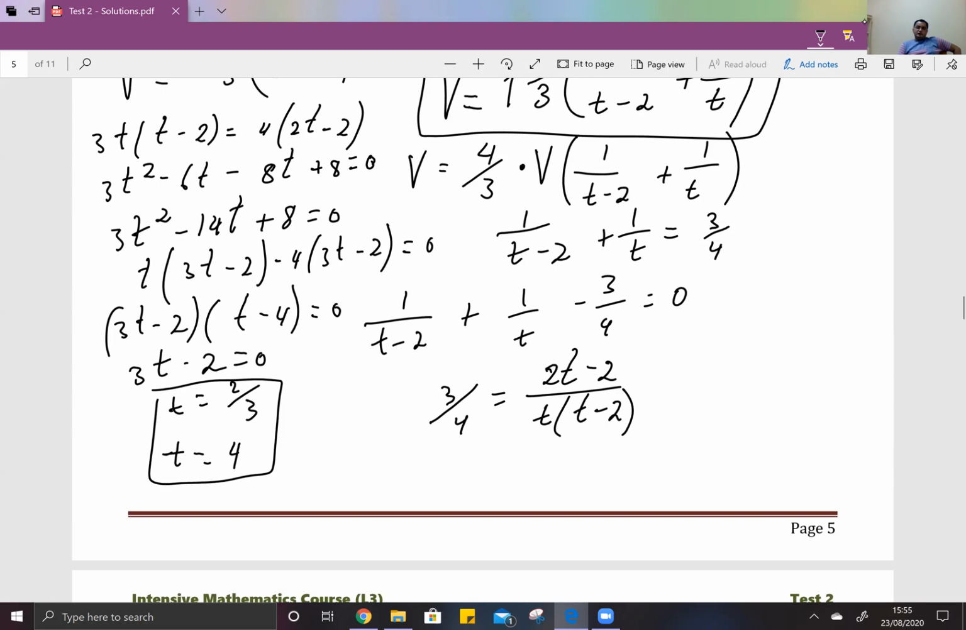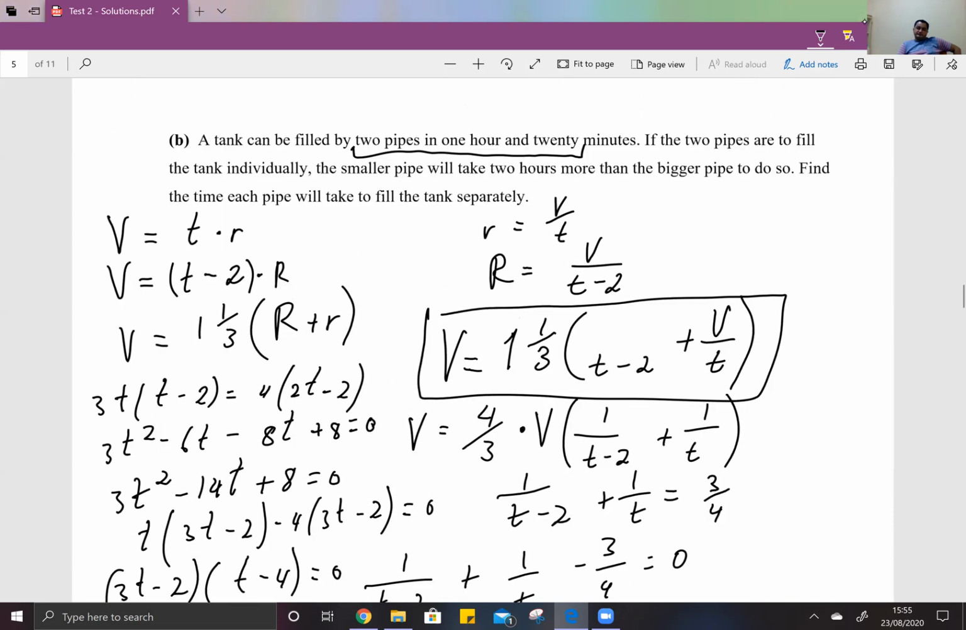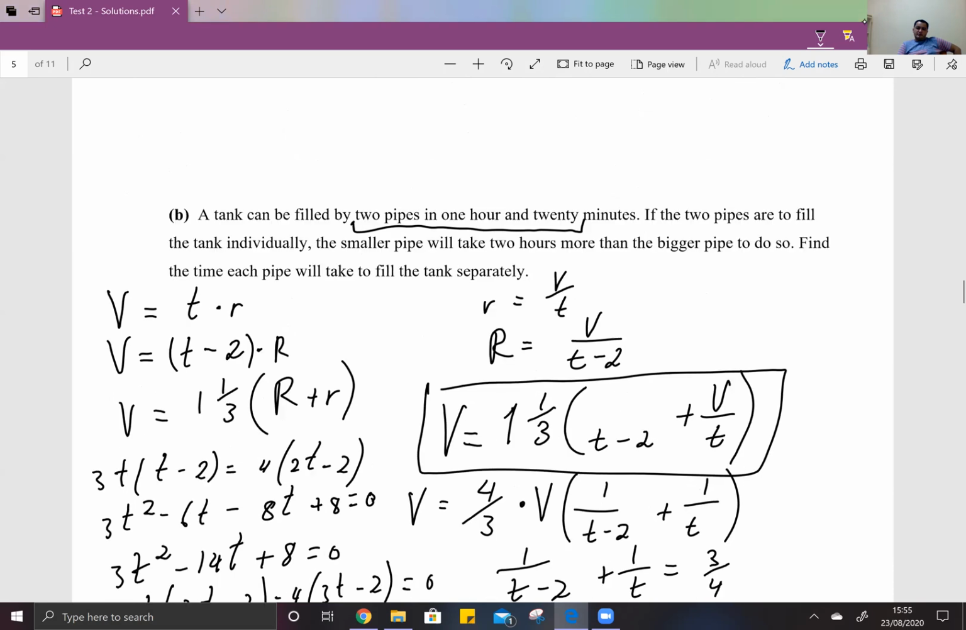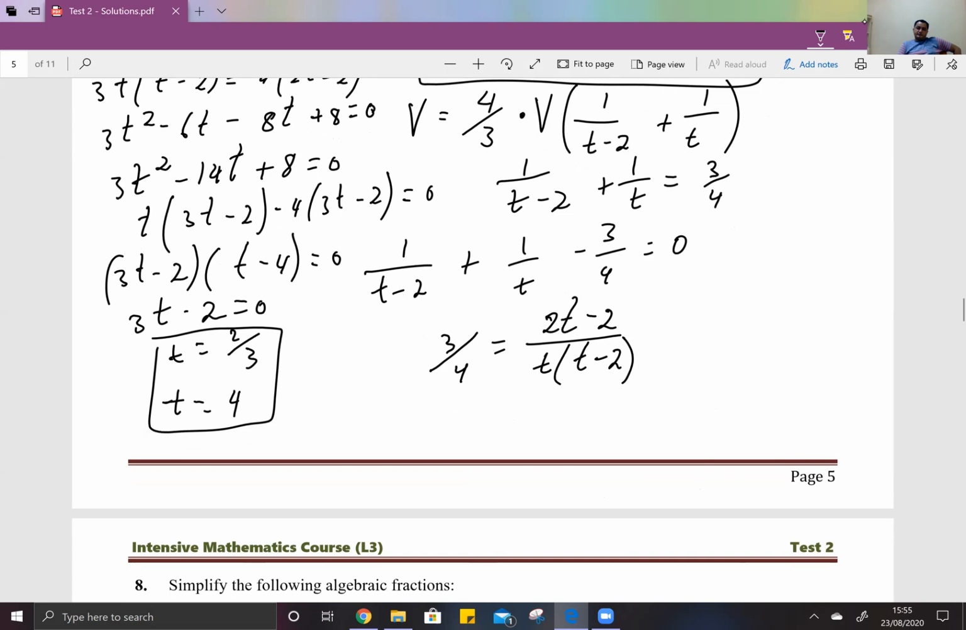Okay, now let's get back to the question, Amira. What was the question? Find the time each pipe will take. Okay, so what's your answer? The bigger one will take this much time, and then the smaller one will take this much time. No. No? These two things are the solution of the equation, not the answer to the question.